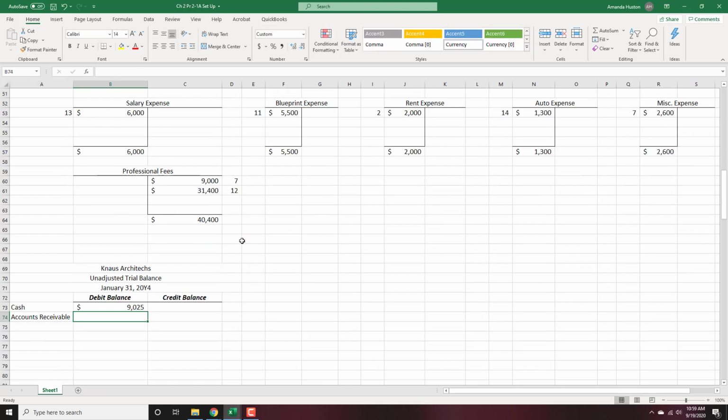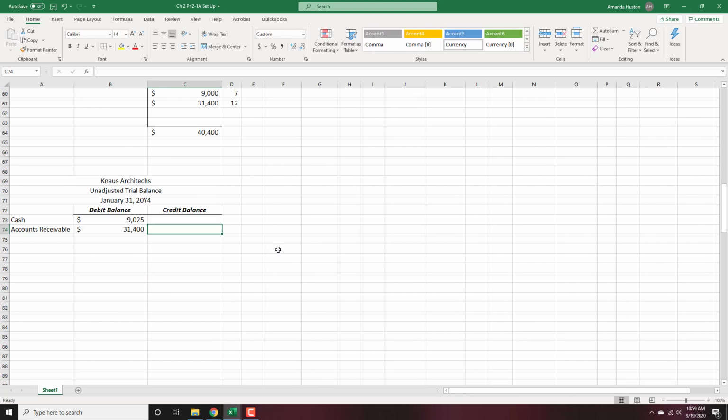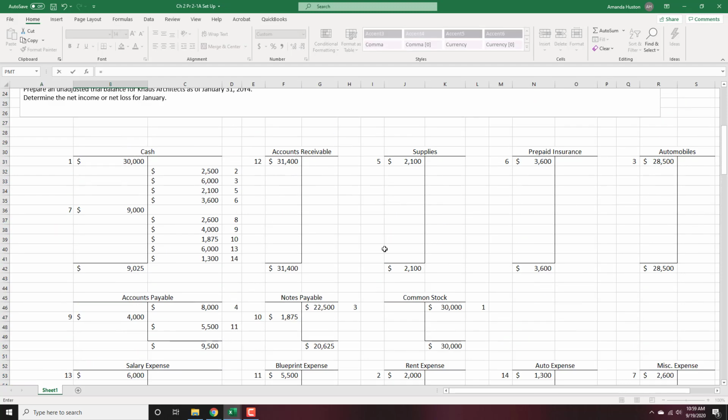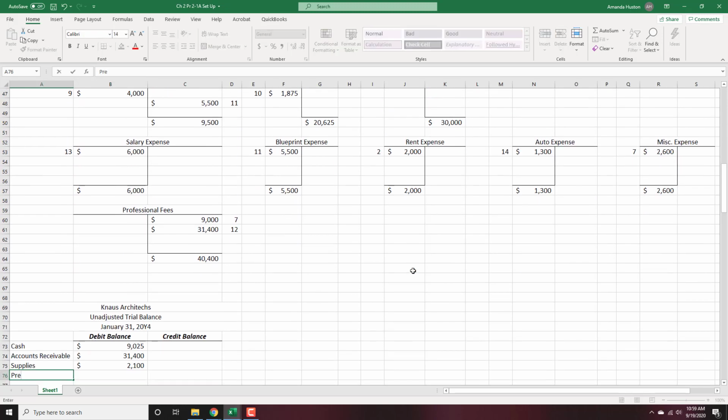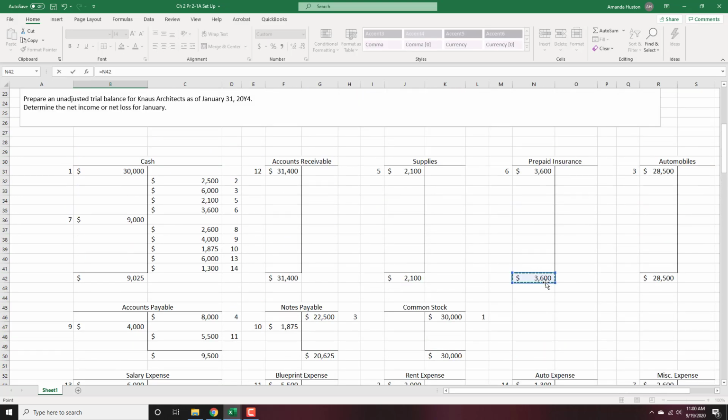Right? So I'm going to find accounts receivable and take the balance there. The next account we have is supplies, which is a debit balance. So I'm going to start with all the assets. All right, supplies. Then we have prepaid insurance, which is an asset, right? And I'm going to take the balance from prepaid insurance.